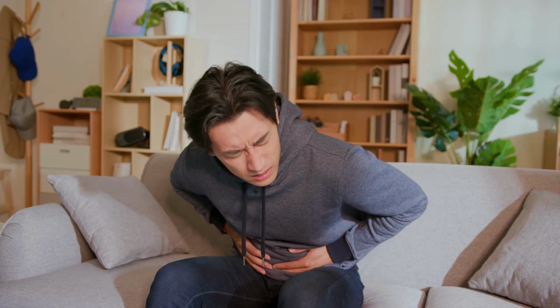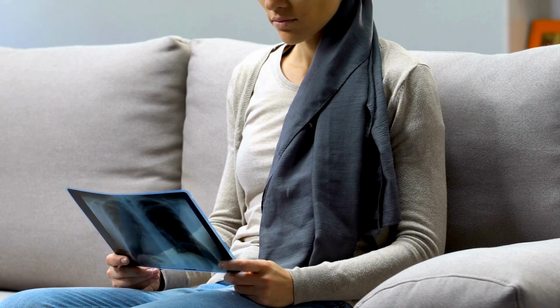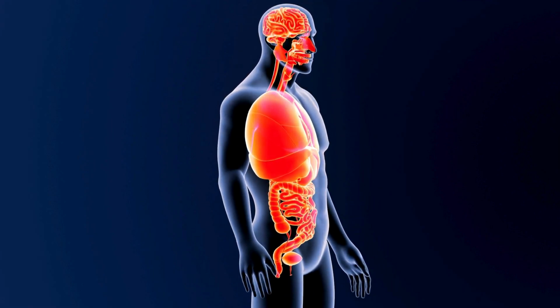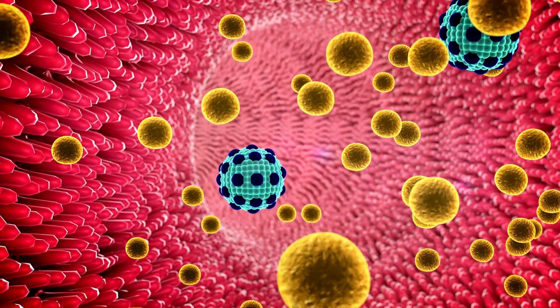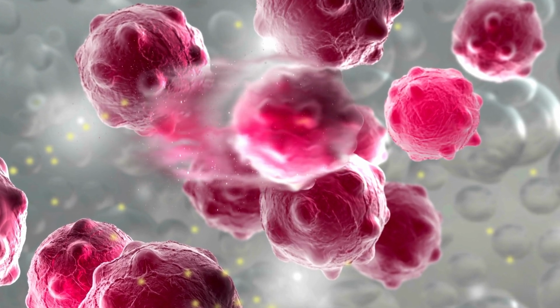Inflammation. Chronic low-grade inflammation, often referred to as inflammaging, is associated with many age-related diseases and contributes to the deterioration of tissues and organs. Loss of proteostasis. The ability of cells to maintain the stability and function of their proteins declines, leading to the accumulation of damaged or misfolded proteins.